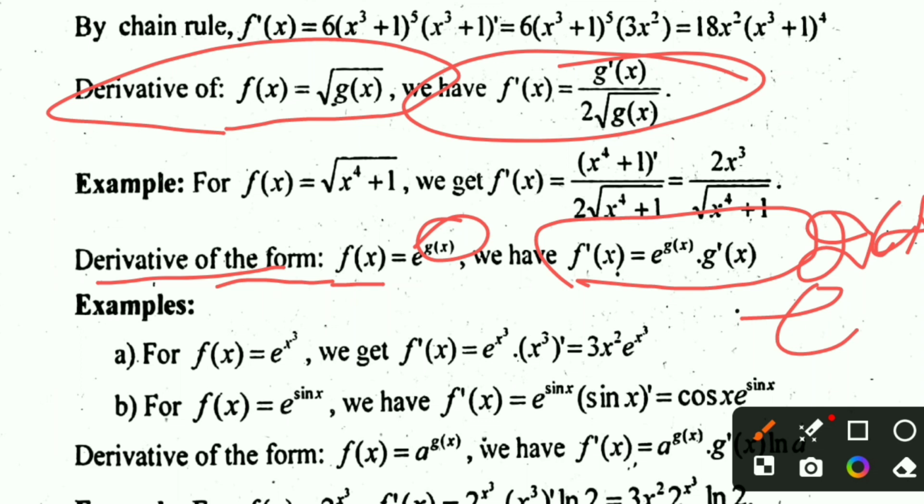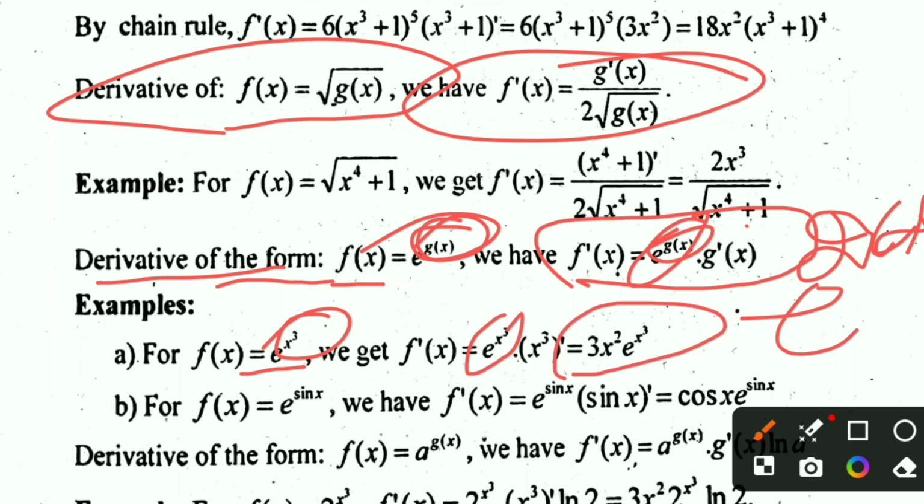For example, if we have e raised to x cubed, here our g of x is what? x cubed. Then the derivative will become e raised to g of x times g prime. That means e raised to x cubed, the original function, times the derivative of its exponent. The derivative of g of x, which is x cubed, is 3x squared. So 3x squared times e raised to x cubed is the derivative of this function by using this formula.